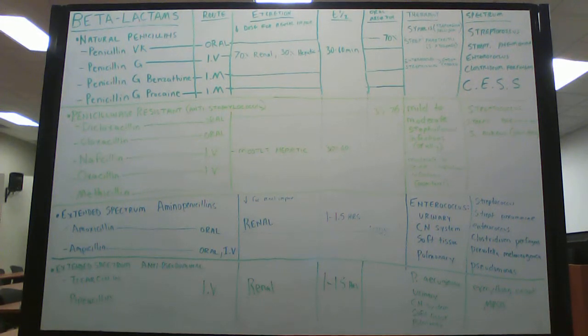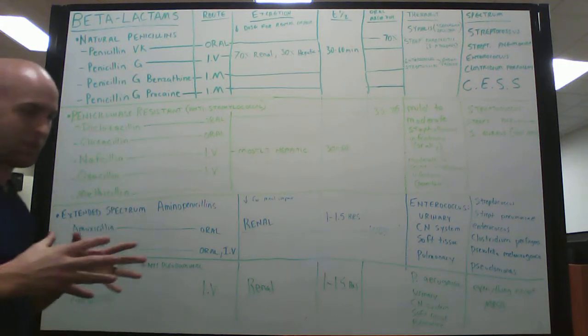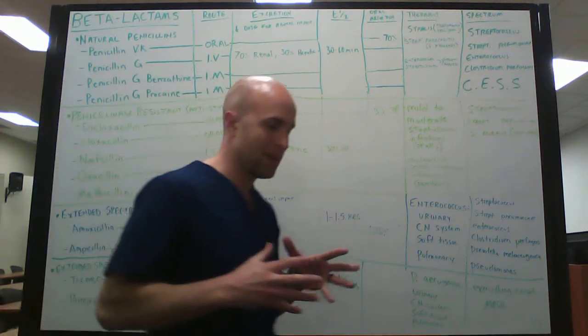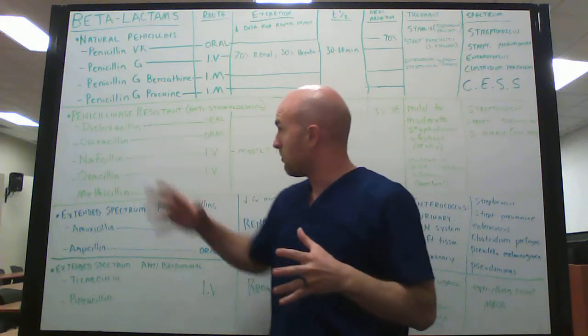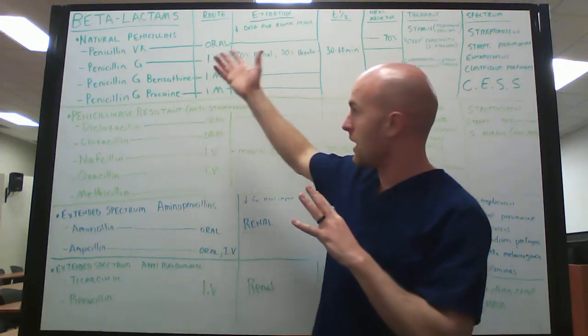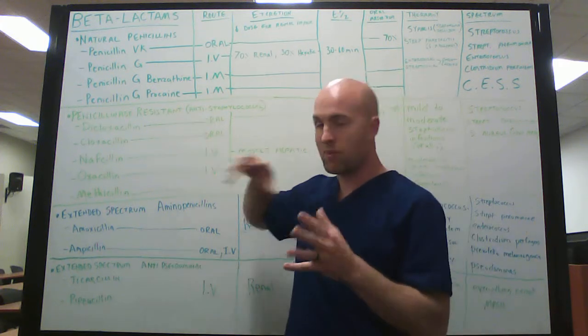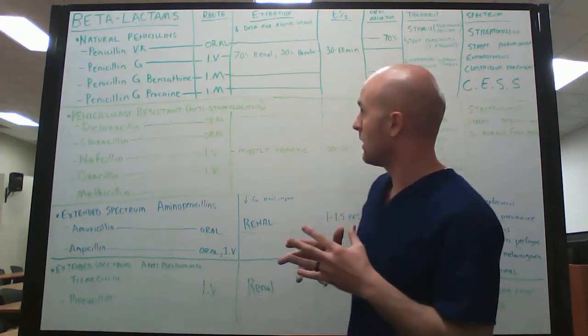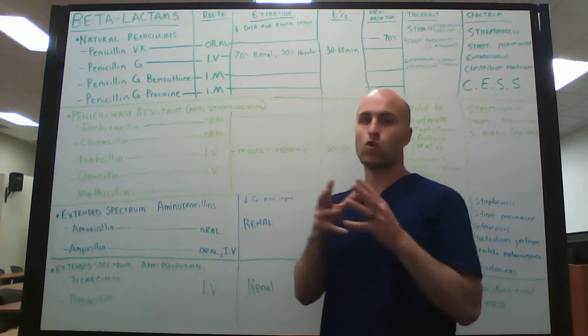Okay, next one. We have methicillinase resistant anti-staphylococcal. So apparently the bacteria started growing this little thing called penicillinase, which basically went in and busted up the beta-lactam ring. And so what do we have to do? Well, we had to add something onto the structure of the drugs that we were giving to make them penicillinase resistant.